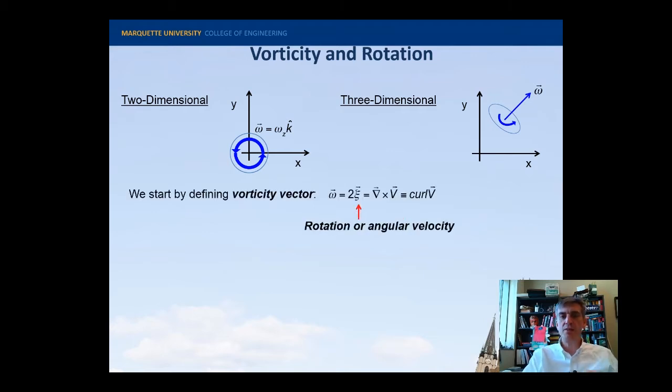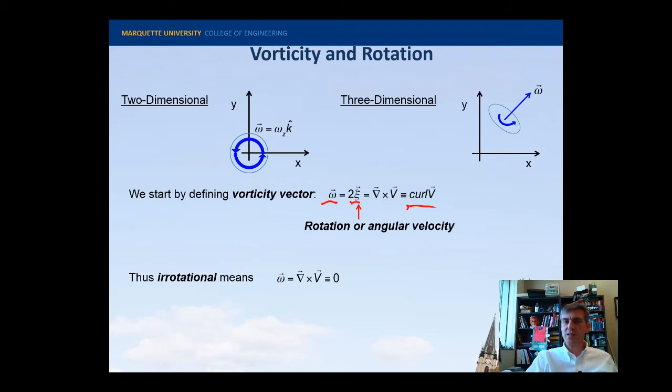So we start by defining what the vorticity is. Vorticity, we're going to define it using this omega, and the rotation is going to be this squiggle here. And in general, or by definition I should say, vorticity is del cross v, or the curl of the velocity vector.